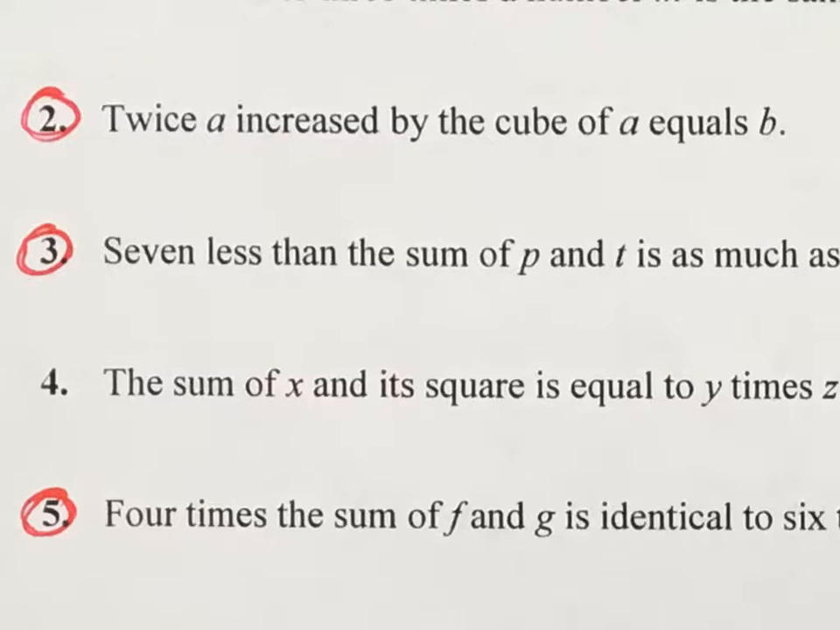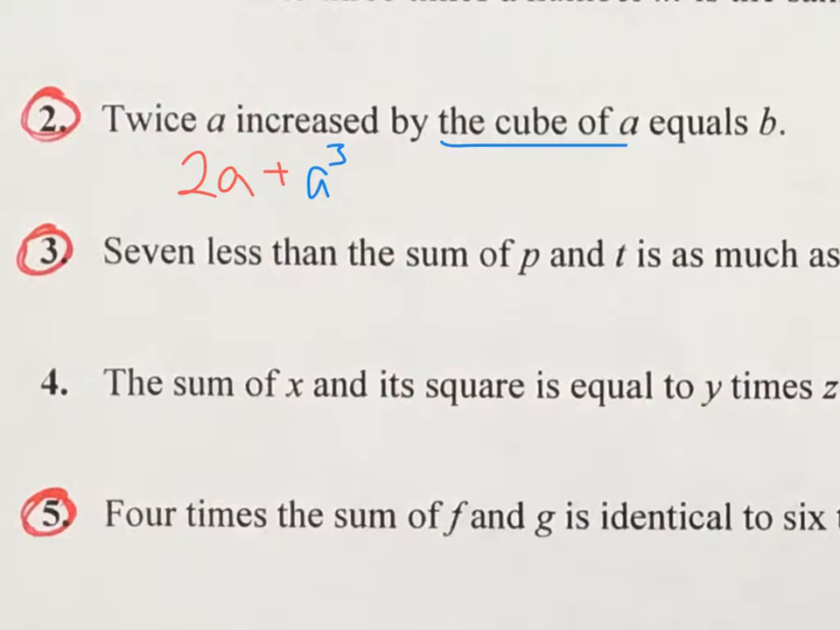So what does twice a actually mean? 2a. All right, so let's write down 2a. That means 2 times a. That's twice a. Now, increased by. If you get your age and you increase it by 2, what are you doing? You take your age and add 2 to it, right? So right here, we're increasing by, which means you're going to add. And what are you going to increase by? The cube of a. It's going to be a to the 3rd power.